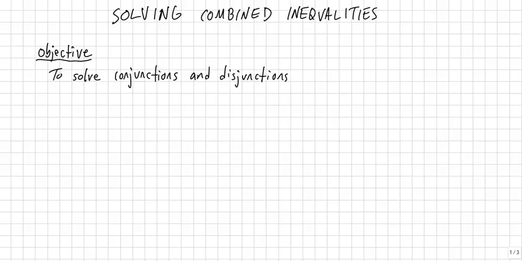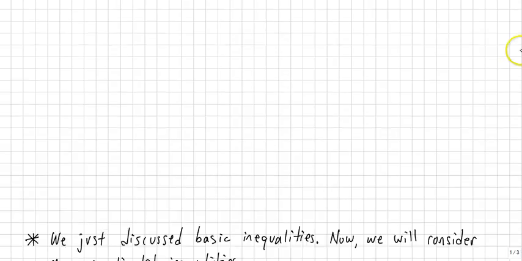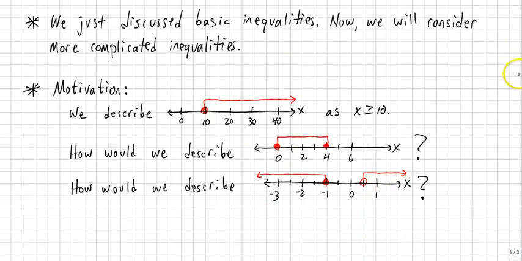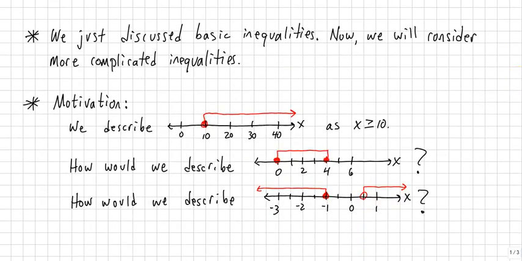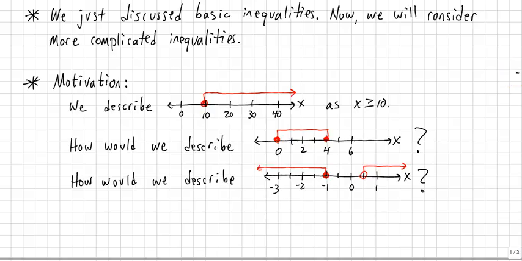All right, in this section we're going to extend our knowledge of inequalities to include what are called conjunctions and disjunctions. So basically inequalities that involve the word and, and inequalities that involve the word or. So we just got done talking about basic inequalities, so now we need to look at inequalities that are a little bit more complicated. So here's why we need to do this.